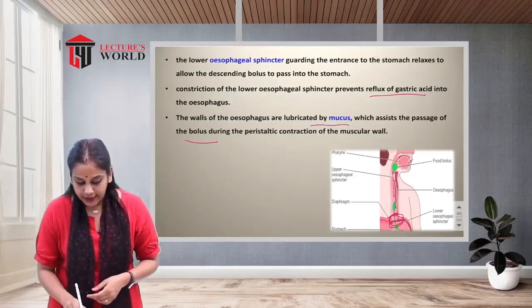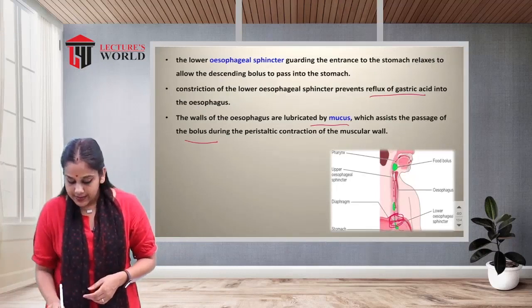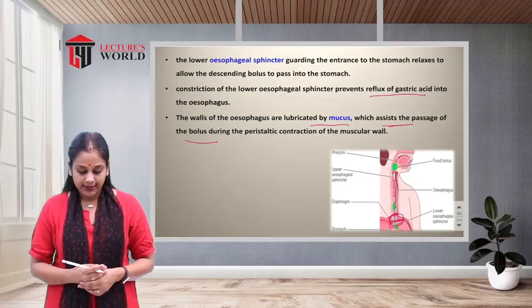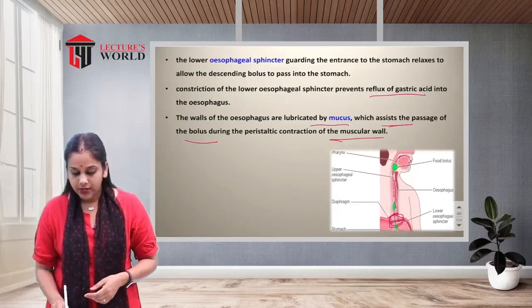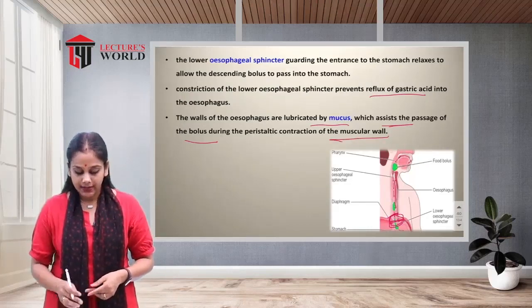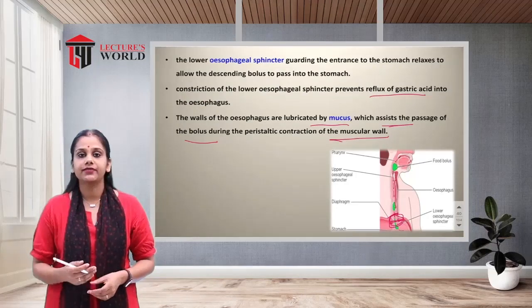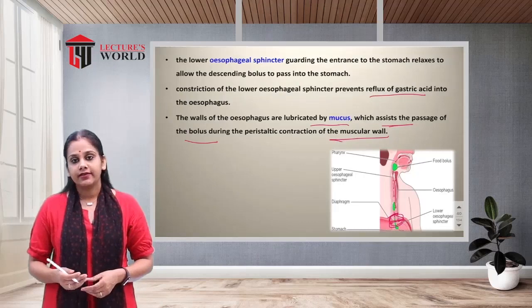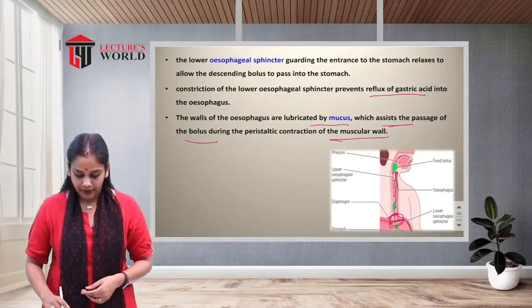So the wall of the esophagus is lubricated by this mucus, which assists the passage of the bolus during the peristaltic contraction of the muscular wall. So this is the function, or we can say the physiology, of the formation of the bolus as well as swallowing.